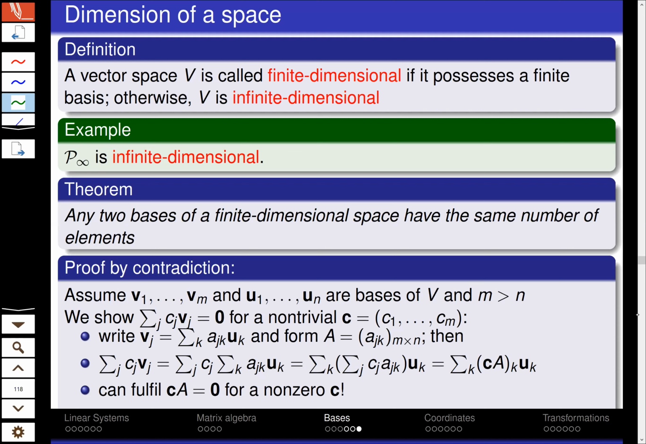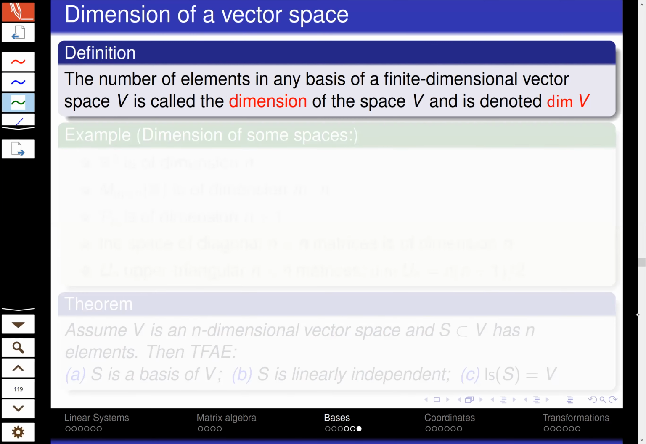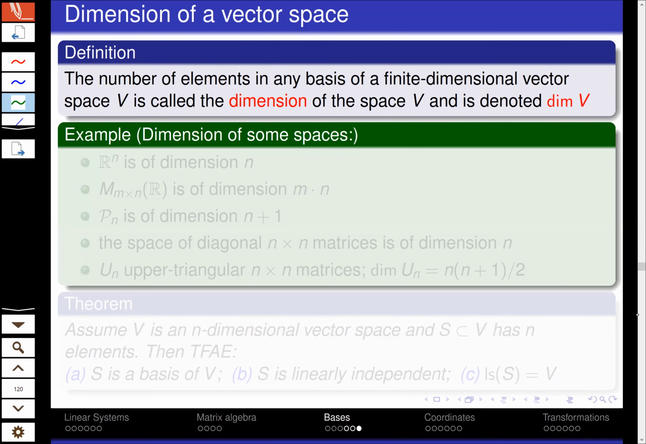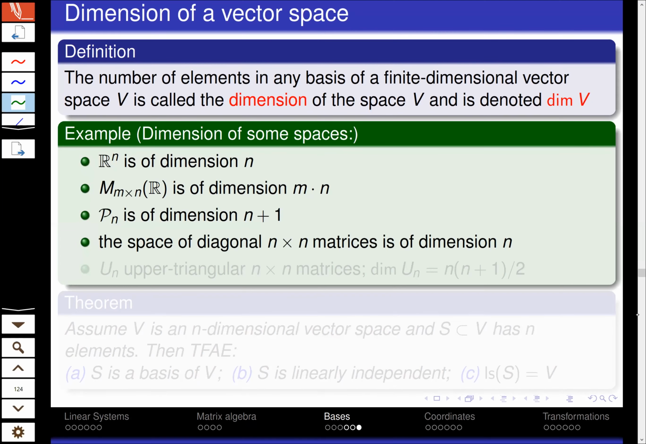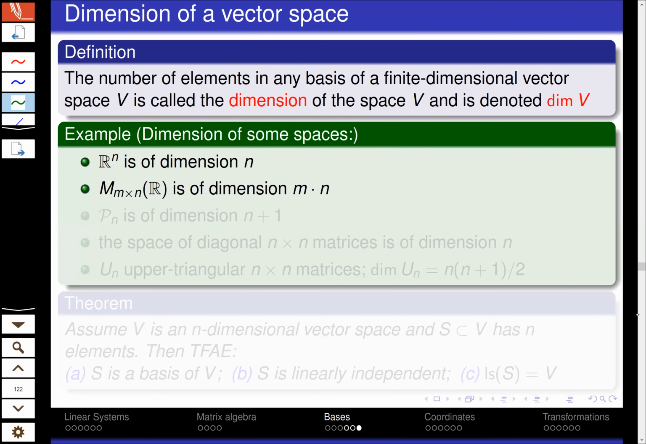Therefore, this equation has a non-trivial solution, because, as you remember, C times A is just a linear combination of rows. So there is a non-trivial linear combination of rows which gives us 0. That's why any two bases have the same number of elements, and this number is called the dimension. So Rn is of dimension n. This is of dimension m by n.